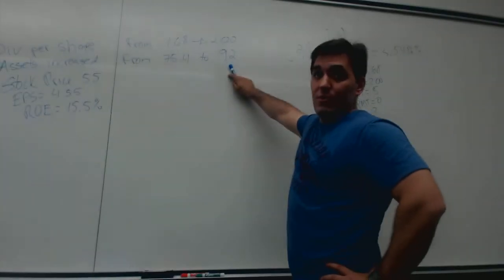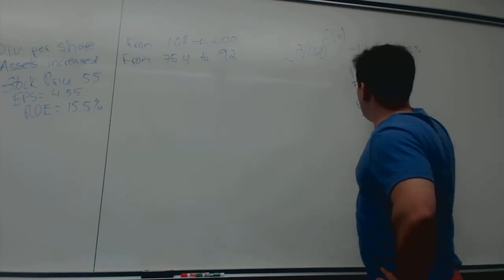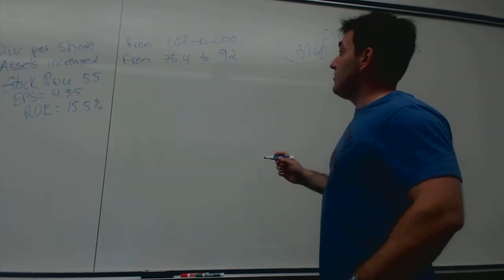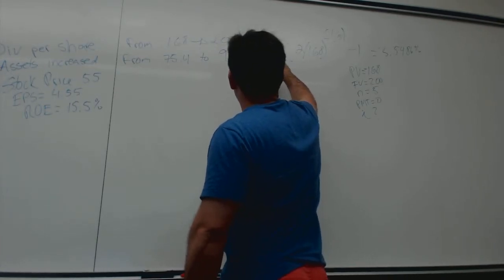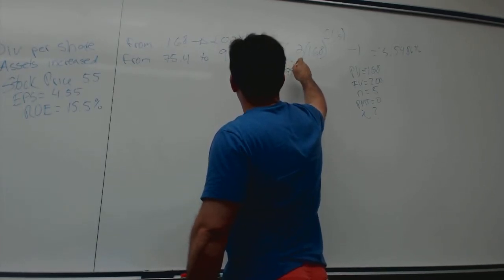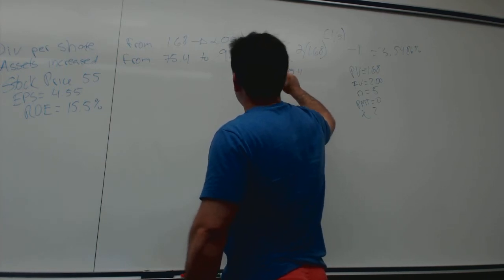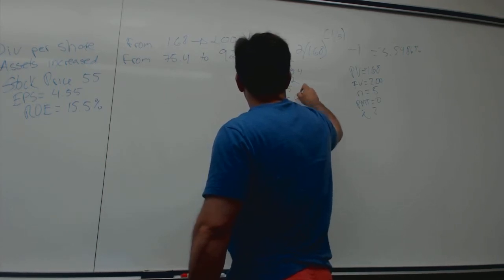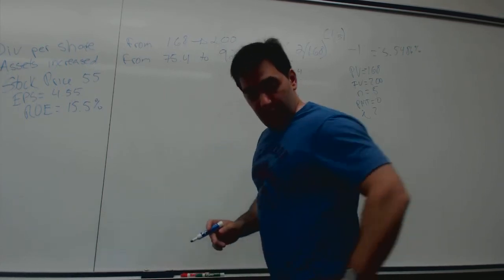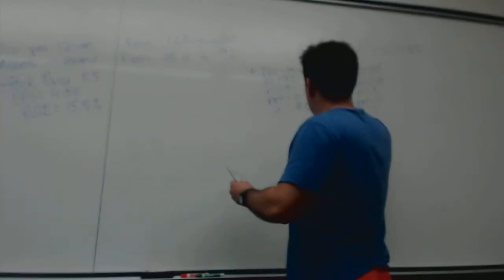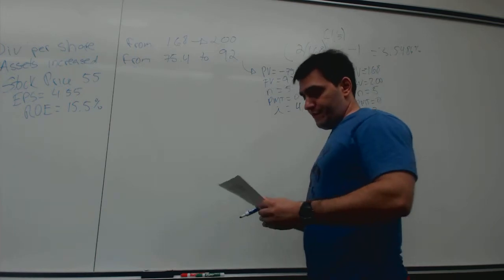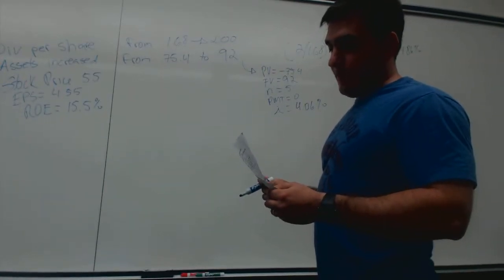For assets, you do the same method. With the calculator, you put present value equal to minus 75.4, future value equal to 92, N equal to 5, payment equal to 0, and you will get 4.06%.